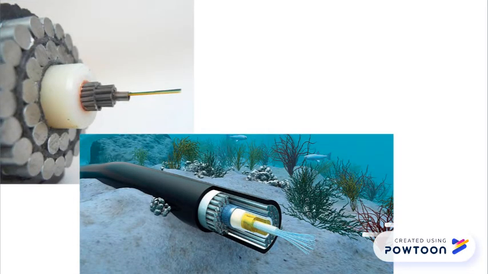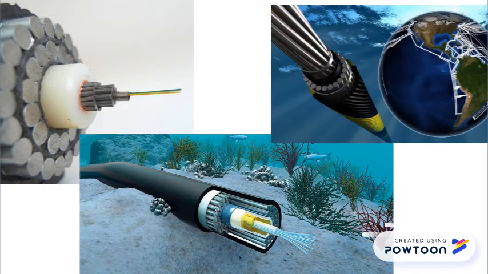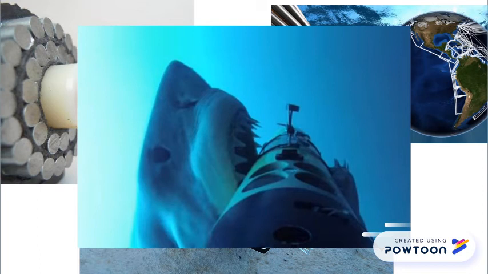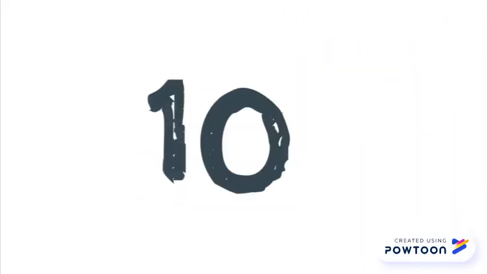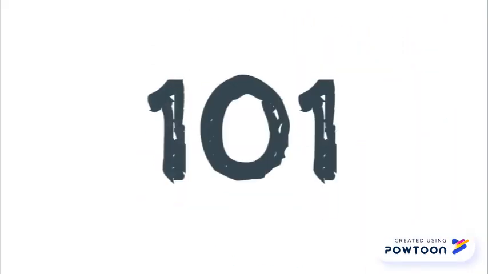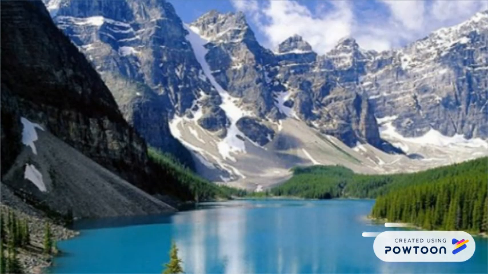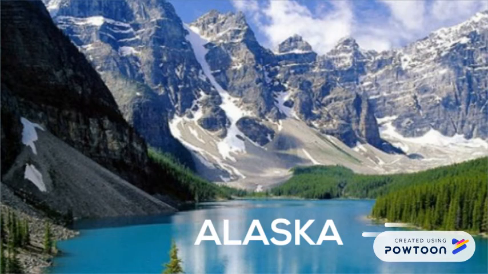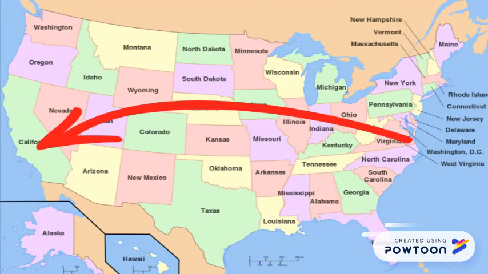But the fibers only make up a fraction of the thickness of a submarine communications cable. These cables are underwater, that means they have to stay safe from incredibly high pressure and lots of animals. Altogether, the United States has 101 cables on its shores. That's more than double any other country. A lot of these cables connect low population areas, like the southern parts of Alaska. But they also connect the Atlantic and Pacific coasts, which are the most populated areas of the country.